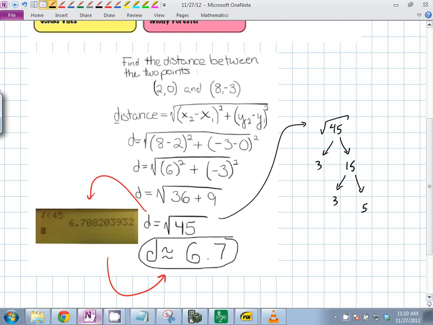So what you now know, just so you can see this, is that the square root of 45 is equal to the square root of 3 times the square root of 3 times the square root of 5. Because 3 times 3 times 5 is 45. But what is the square root of 3 times the square root of 3? Which is? The square root of 3 times the square root of 3 is 3.